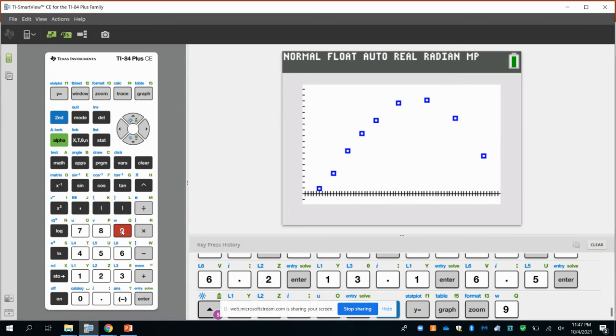Okay, so based on the shape, we can see the data looks like a parabola, right, and it opens downward.